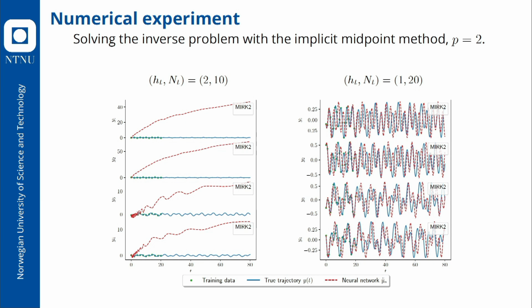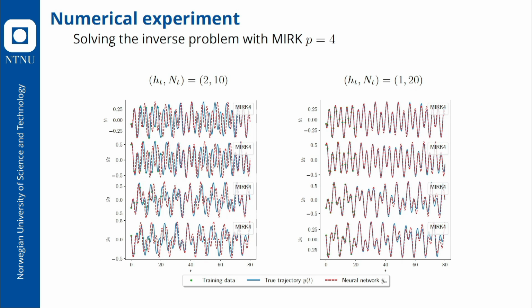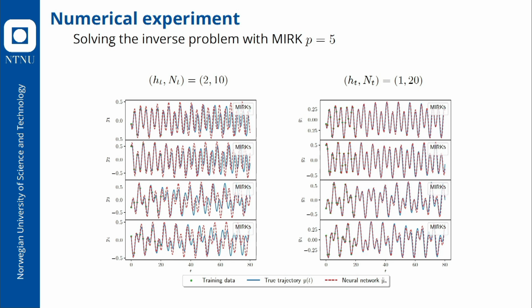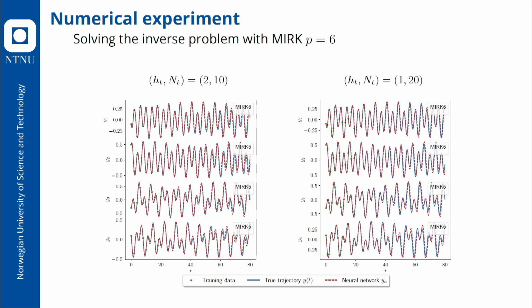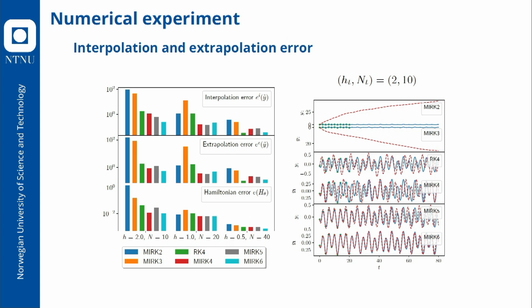We start with the implicit midpoint method, and we see that it doesn't perform too well. But when we increase the order, we get an increasing correspondence with the true trajectory when we integrate the learned vector field. In total, we are able to get accurate interpolation and extrapolation when we use a method of high enough order. It's quite surprising that you're able to get such accurate results, even though you only have 10 points with quite a large step size in between them.